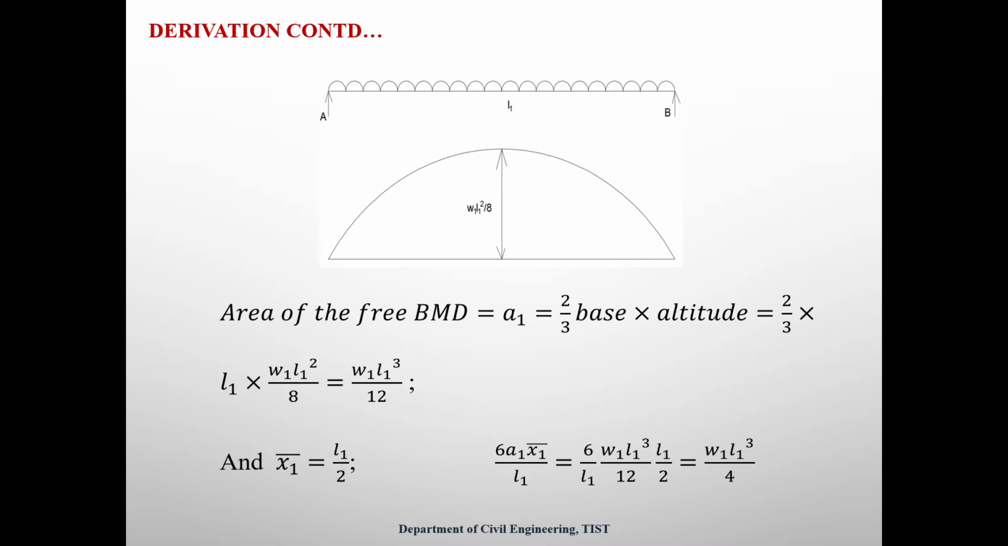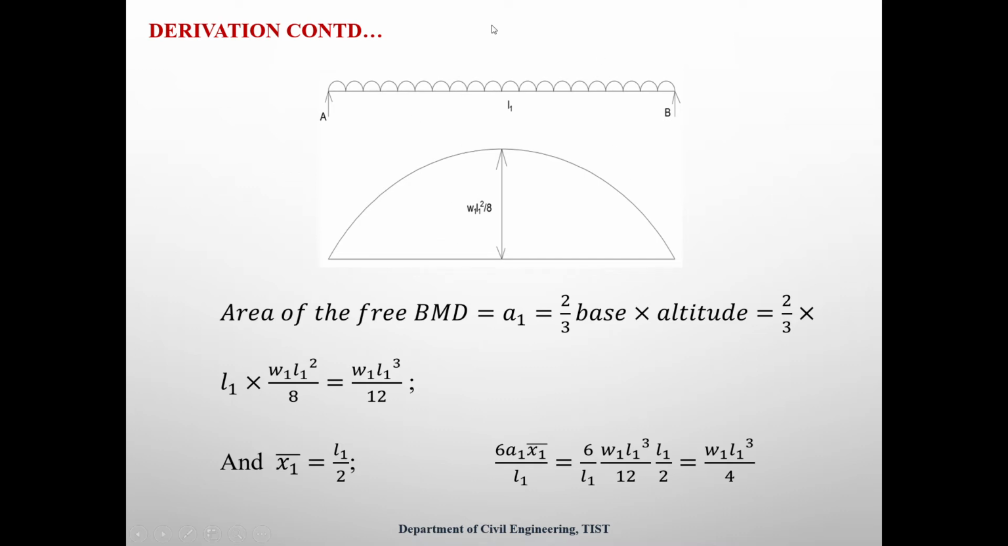Then for example, if you are considering this as the span AB, you subject it to UDL like this. This is the free bending moment diagram. As we know, the free bending moment diagram is the bending moment diagram due to the applied loads. So in order to draw it, firstly consider each span as a simply supported span. Then consider the loads which are subjected on this span. Then consider the bending moment diagram by treating the beam as a simply supported one.